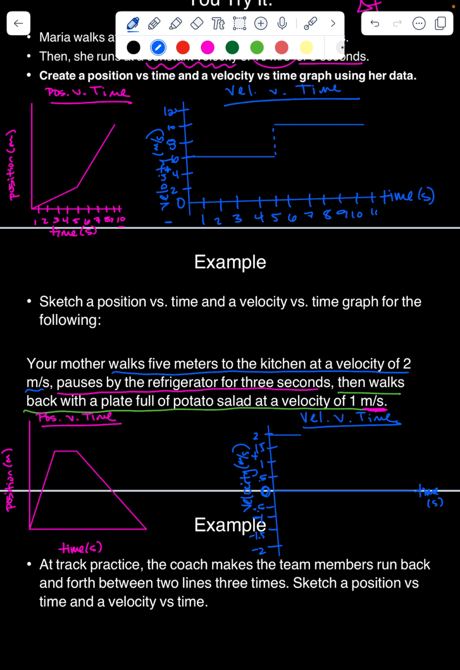Now we know once she got to the refrigerator, she stopped. So it's a straight horizontal line. So what is the slope of a straight horizontal line? Hopefully you are saying 0. That means she was not moving.